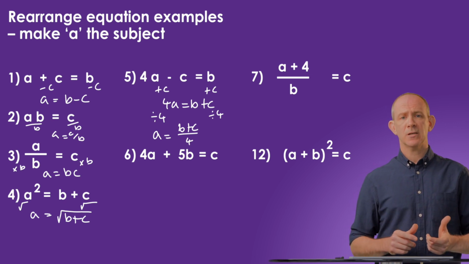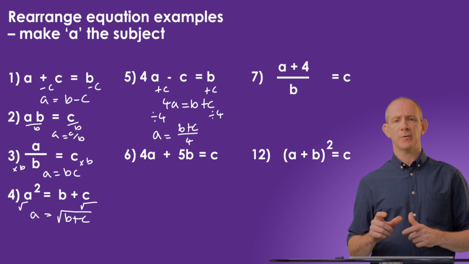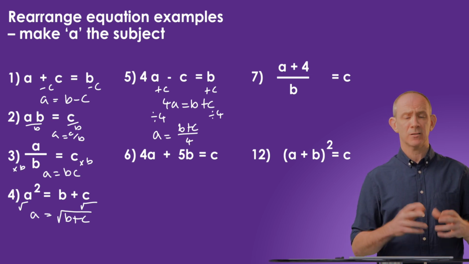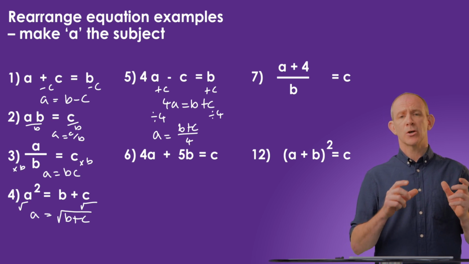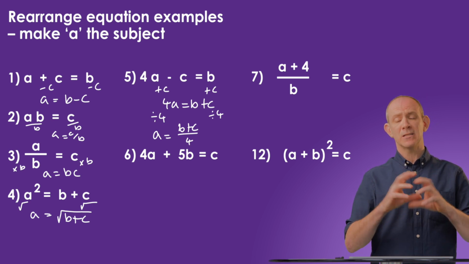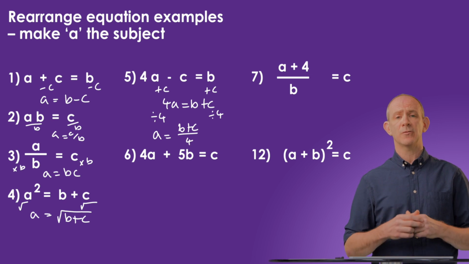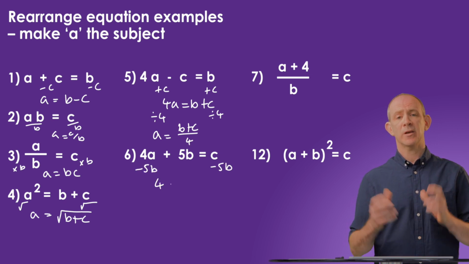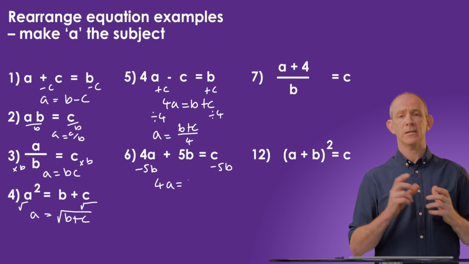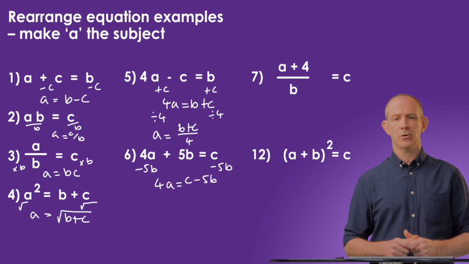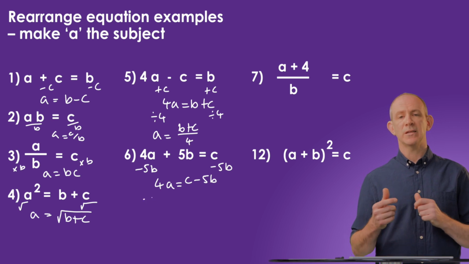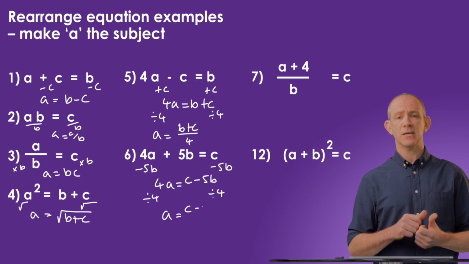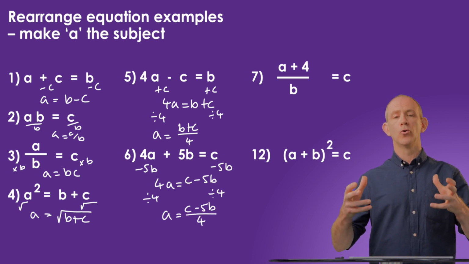In number 6, we've got 4A plus 5B equals C. In this one, I'm trying to make A the subject, as for all the other ones. So I'm adding 5b, and I can consider that an entire term. So instead of adding 5b, I'm going to subtract 5b from both sides. So we end up with 4a on the left-hand side, and C take away 5b on the right. We can then divide both sides by 4, so we end up with a on the left, and C take away 5b all over 4.